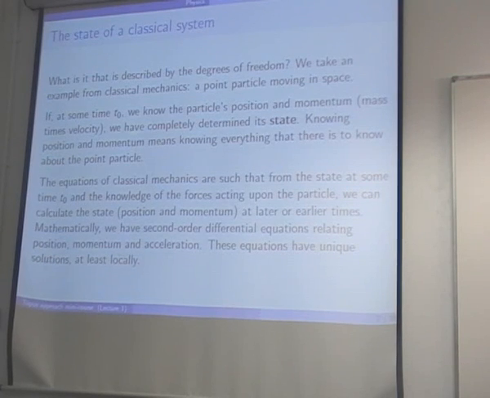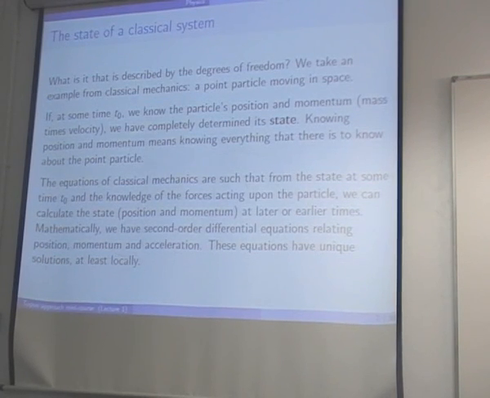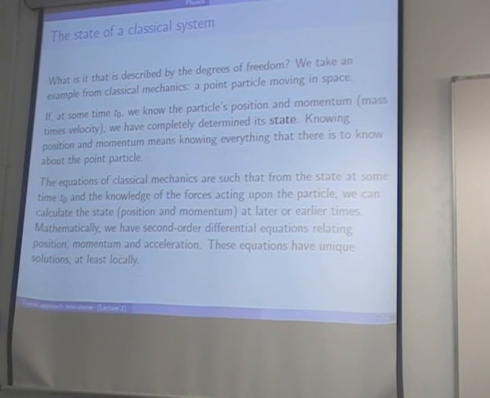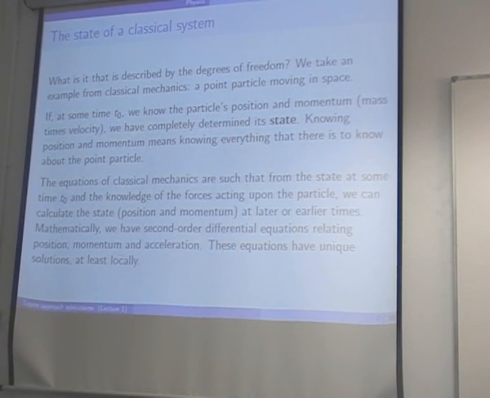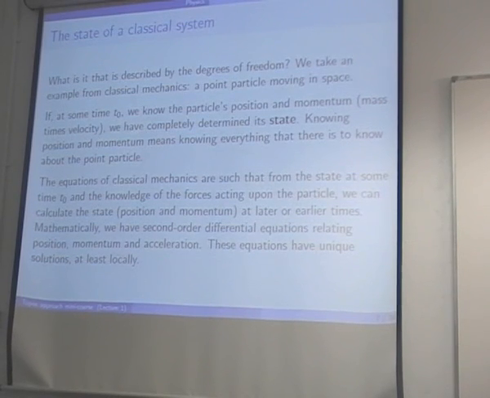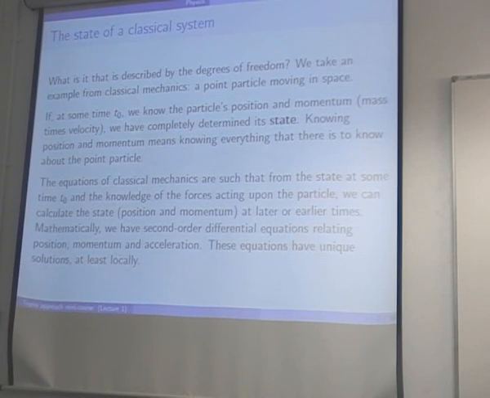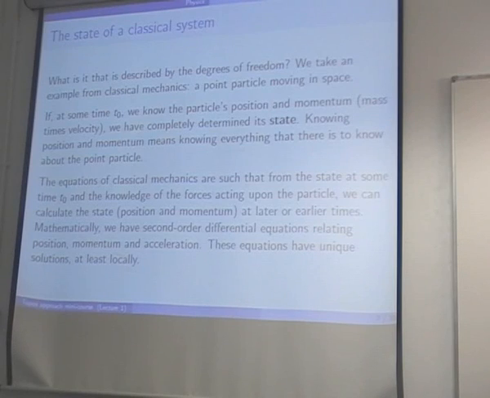Now, what is it that is described by the degrees of freedom? Let's take as an example something very simple from classical mechanics, a point particle moving in space. So what can you know about the point particle? Well, first of all, you have to say, I know this at some fixed point in time. And if at this point in time I know the particle's position and momentum, which is nothing but mass times velocity, I've completely determined the state of this particle. There's nothing else I could know. There's no inner structure. This is why I'm calling this a point particle. So this completely fixes how this system is.